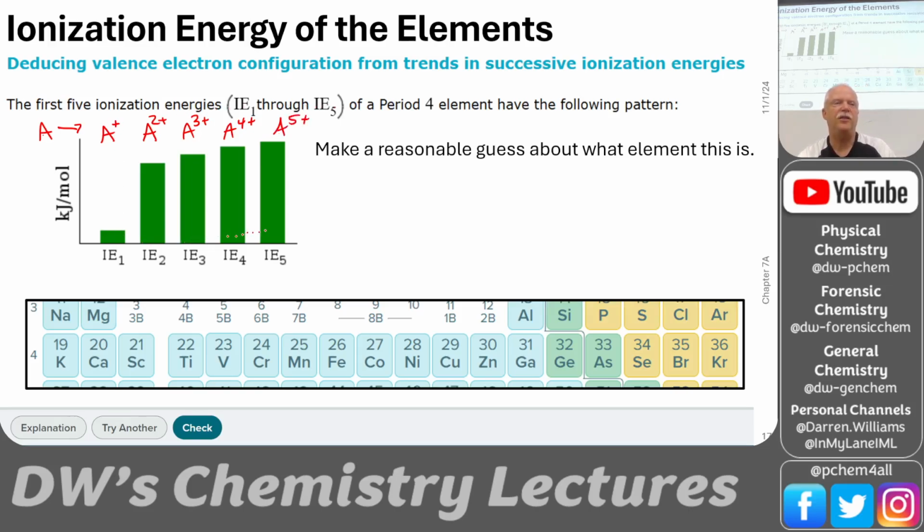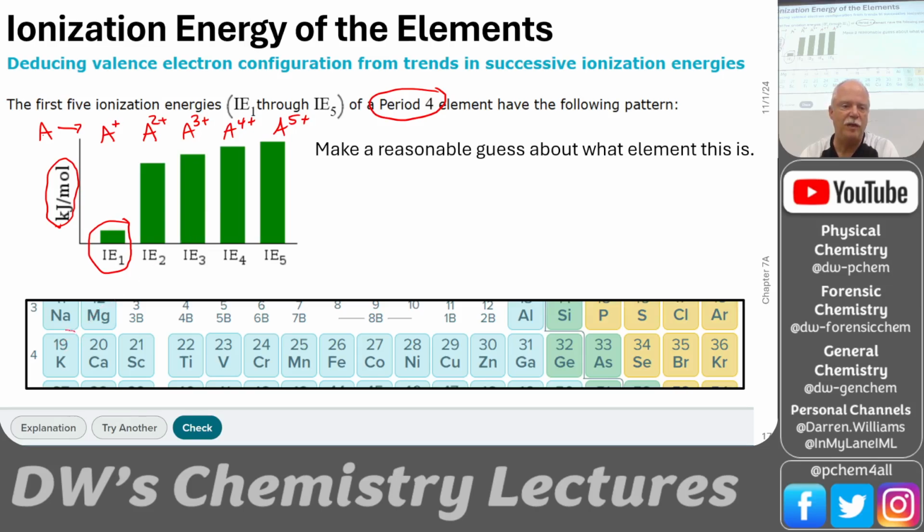Okay, so that's what's being shown by this little bar chart. And this is the amount of energy that it takes to get from A to A2+ or A to A3+. Okay, and notice it's really low for the first one. And this is saying that we're in period 4. So we can look at the 4th row of the periodic table and we can try to figure out which one of these elements would have this kind of pattern. So it's saying it's real easy to make a +1 cation, but really hard to make all these other cations.